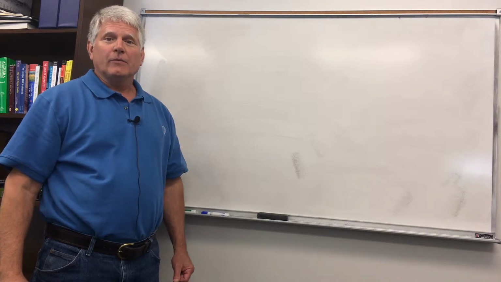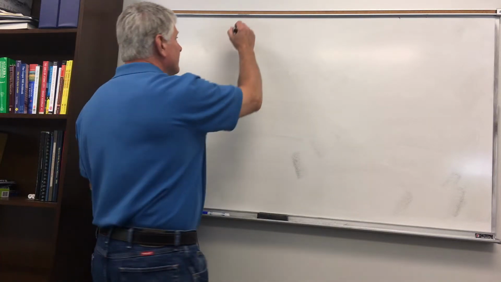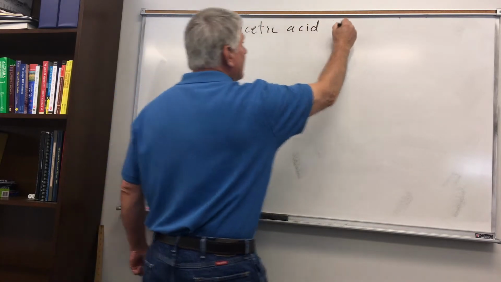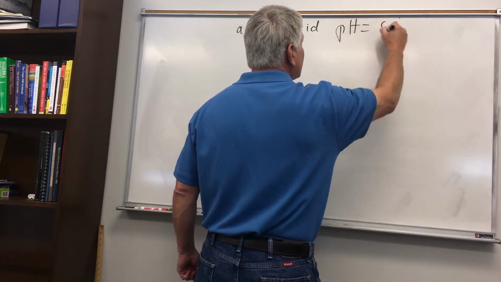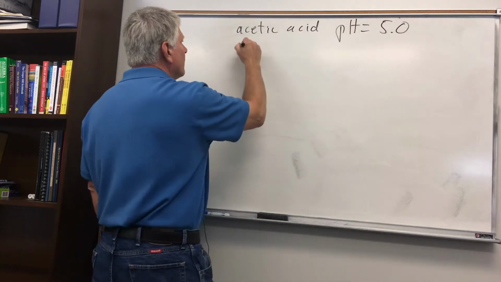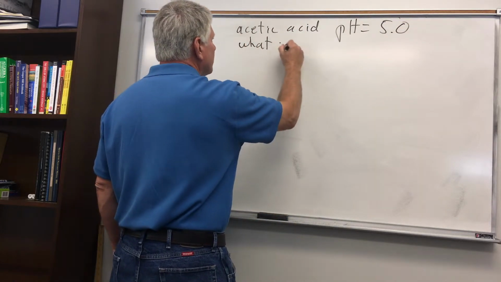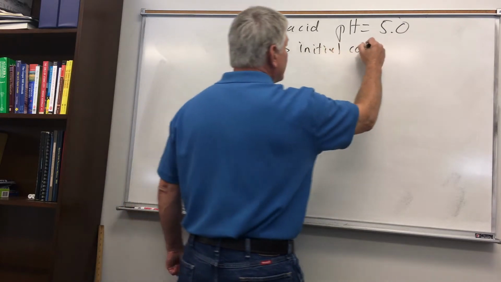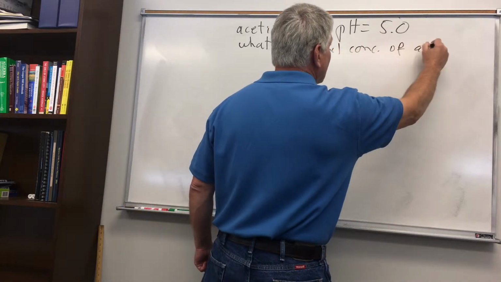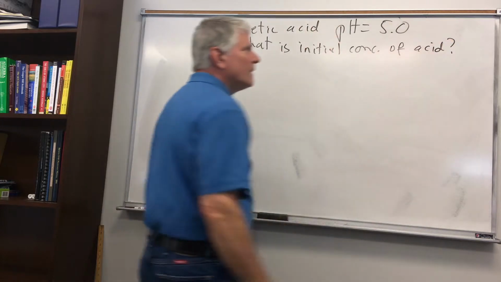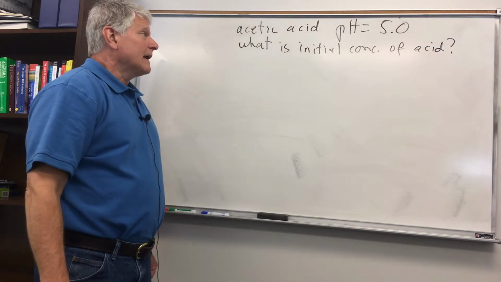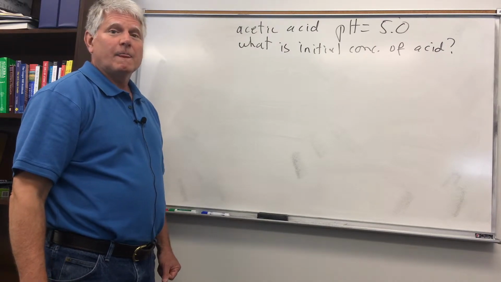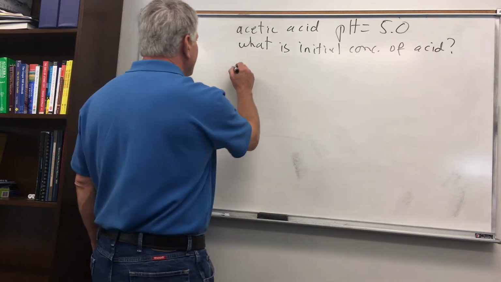Let's do another example. Say we have a solution of acetic acid, and it has a pH of 5.0. What is the initial concentration of the acid? So we want to know how much acetic acid we put in the solution that would give us a pH of 5. So we set up our equilibrium equation.